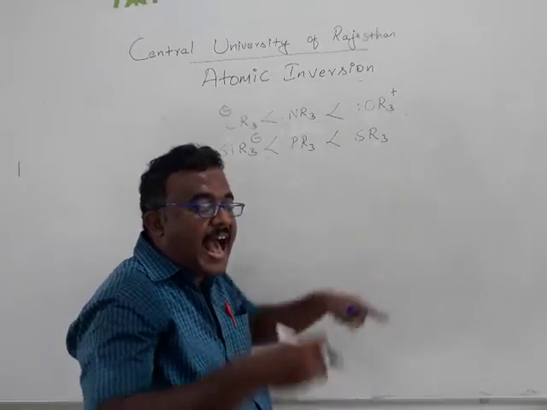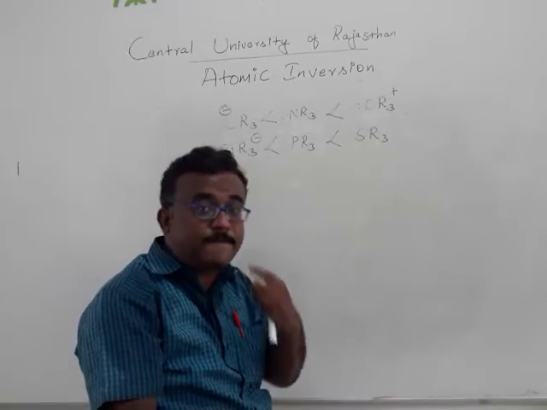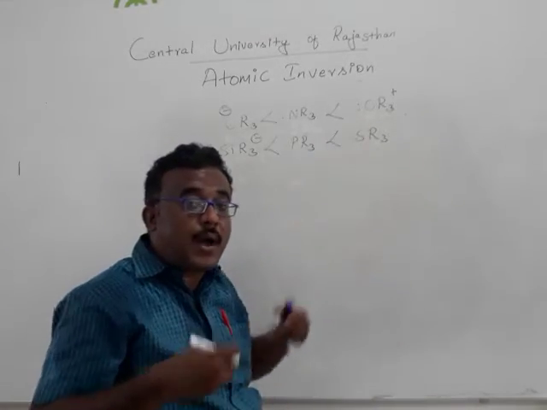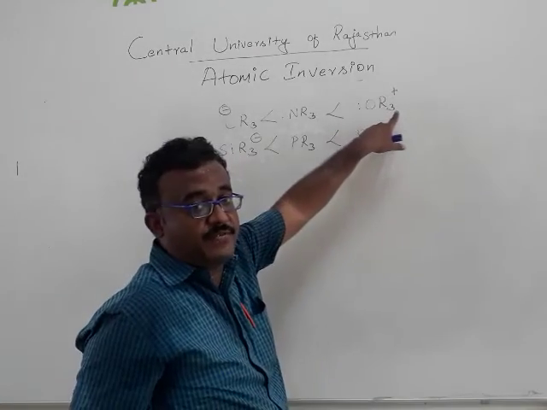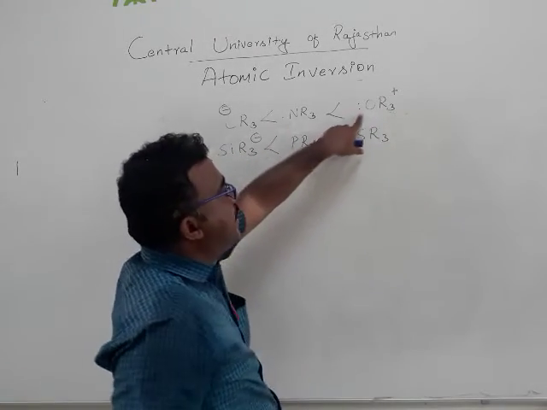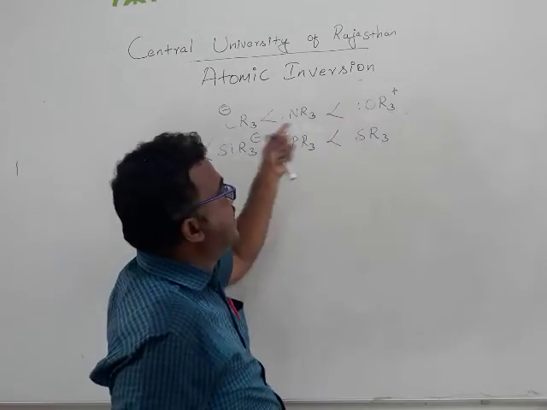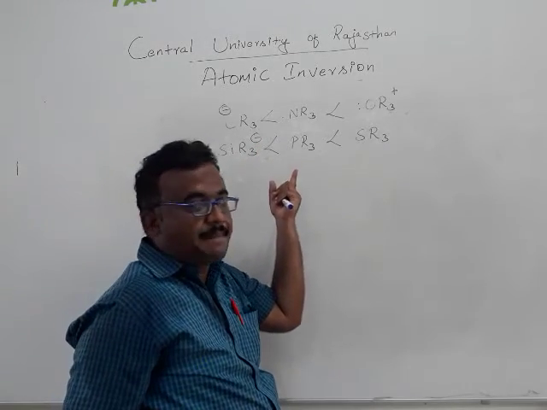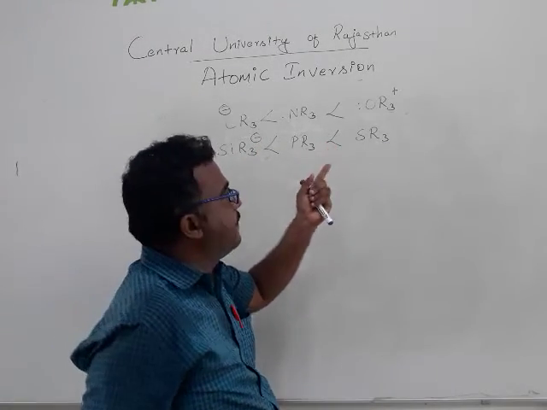The lone pair of electrons has to diffuse through the nucleus of the central atom. It has to occur because the oxygen has a positive charge. That's why this one has a higher inversion barrier than the remaining two. That may be, I think, the best answer, I feel.